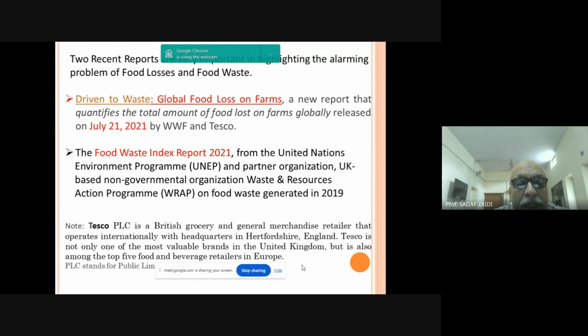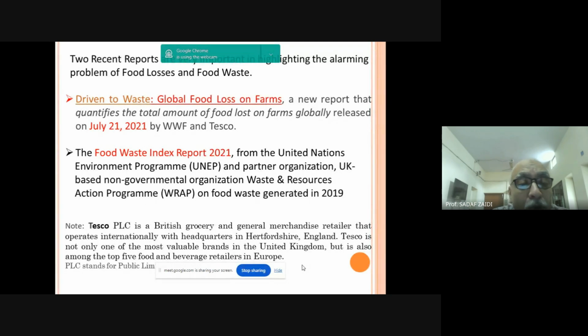This report quantifies the food loss happening globally. It was released on July 21, 2021, by WWF and Tesco. Tesco is a British grocery giant, and they combined together and prepared this report, Driven to Waste. So this report is on global food loss on the farms.